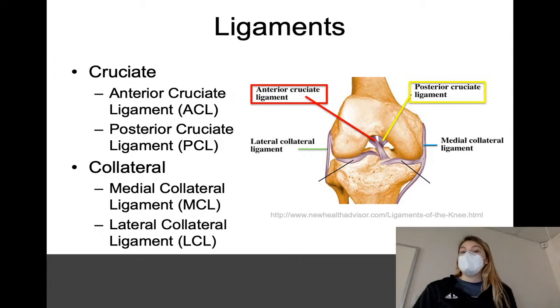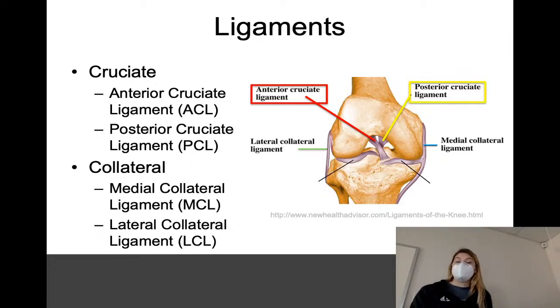So anterior and posterior cruciate ligaments, our ACL and our PCL, are going to cross each other, hence their name. So we can see in this picture right here, the anterior cruciate ligament is crossing, it's going from anterior tibia, crossing to posterior femur. And then our posterior cruciate ligament will be starting at the posterior tibia and going up to the anterior femur. So they cross, they overlap each other.